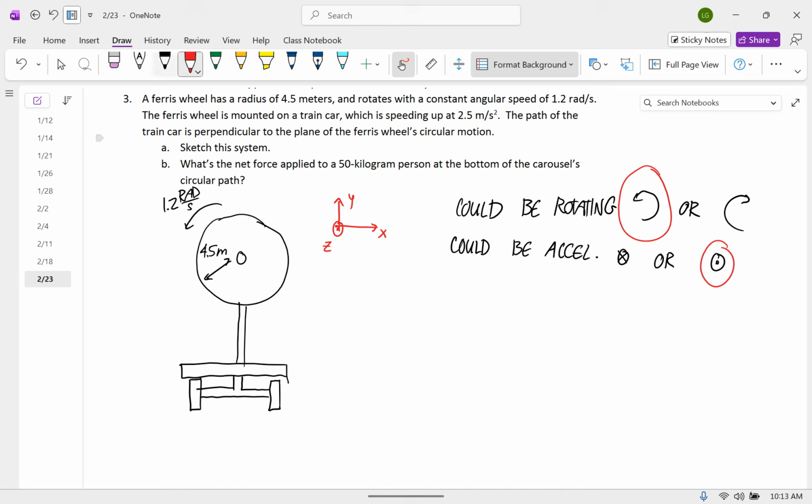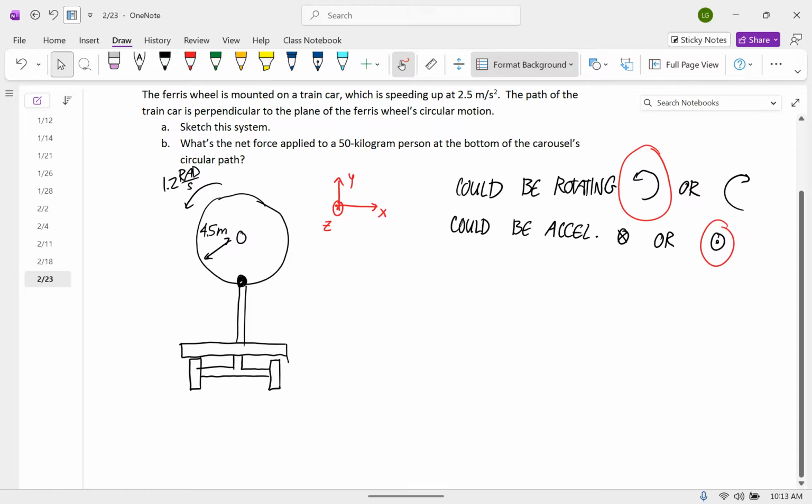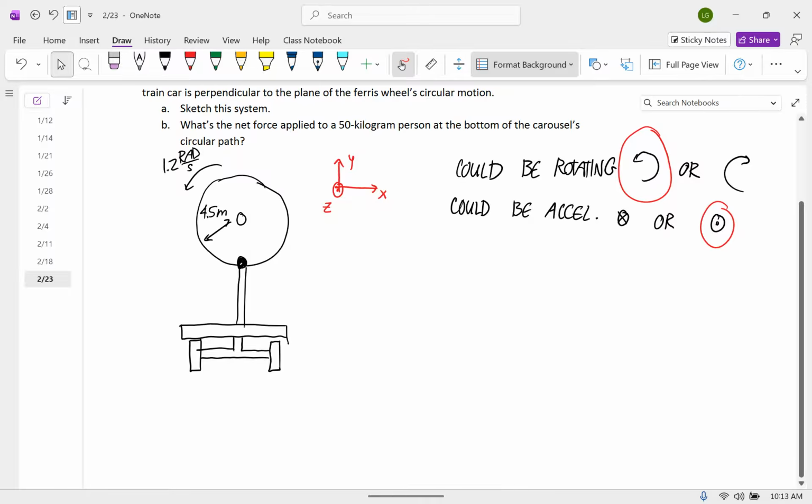So I sketched the system, and now say we have a passenger here. We want to calculate the net force applied to that passenger, by the net force, all the forces acting on them. That would be the sum of gravity plus any contact forces applied by the seat and stuff like that. So this is the system.